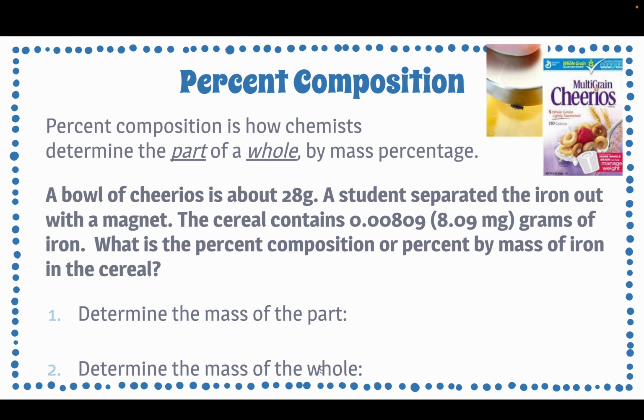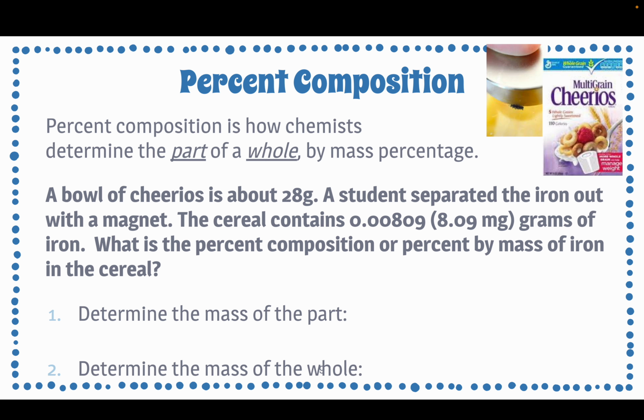For example, a bowl of Cheerios weighs about 28 grams, and a student was able to separate out all of the iron with a magnet. The cereal contains about 0.00809 or 8.09 milligrams or 0.00809 grams of iron. What is the percent composition, or the percent by mass, of the iron in the cereal?